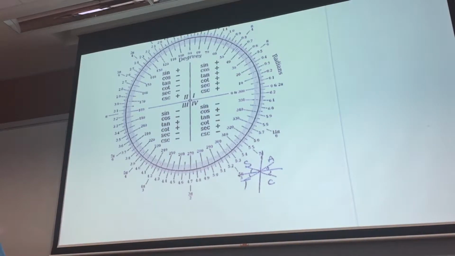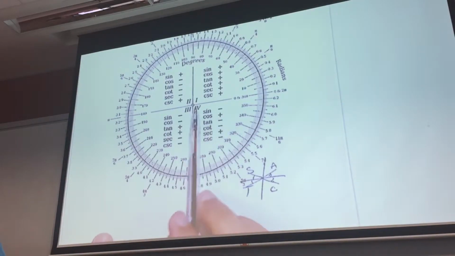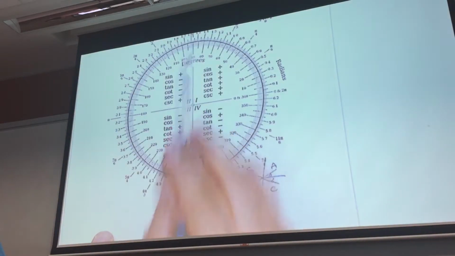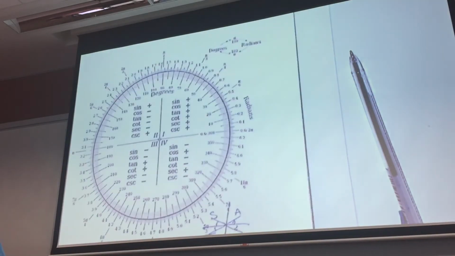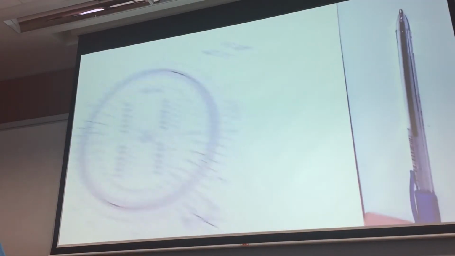This is a bit more detailed form. If you don't have a calculator, you can use this to find some answers. So it's just some reference. So if you need to find cosine 90, then you can find the answer. Okay.